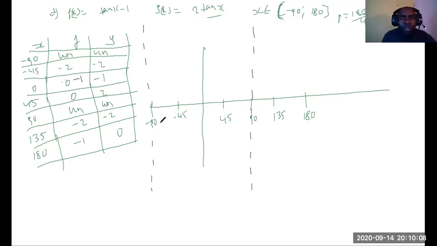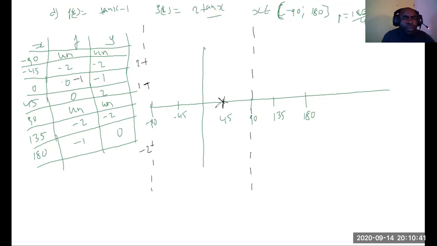So here I'll have -1. Here there is 1. Here there is 2. -2. So I have got undefined days. Then I've got a 0 at 45. 45, I've got a 0. Yes, I've got a 0 here.